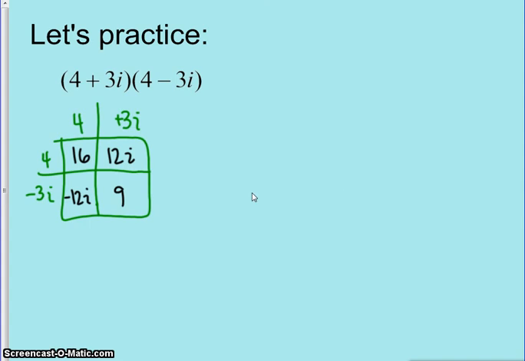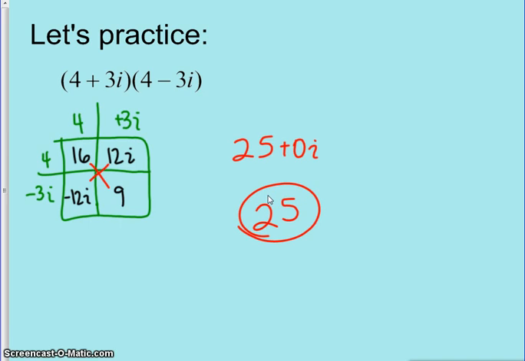So what's going to happen here is you'll notice that these opposites, the diagonals from each other, are like terms. 16 plus 9 is 25, 12i plus negative 12i is 0i. So I'm left with just 25. Now here's what's important about this. You'll notice that we just ended up with a real solution. It wasn't imaginary, it wasn't complex, it was real. I can hold 25 apples or whatever in my hand.